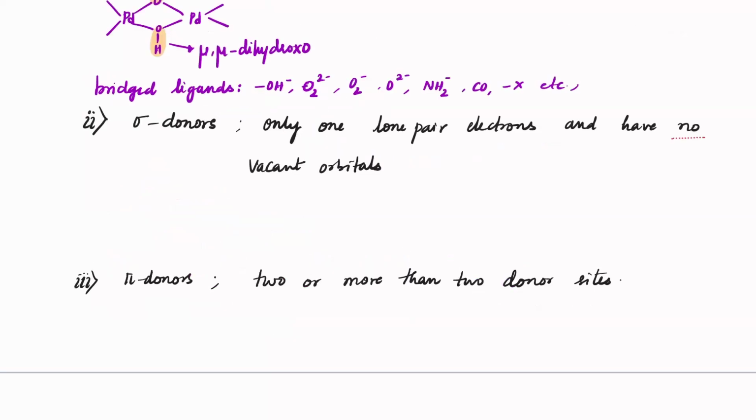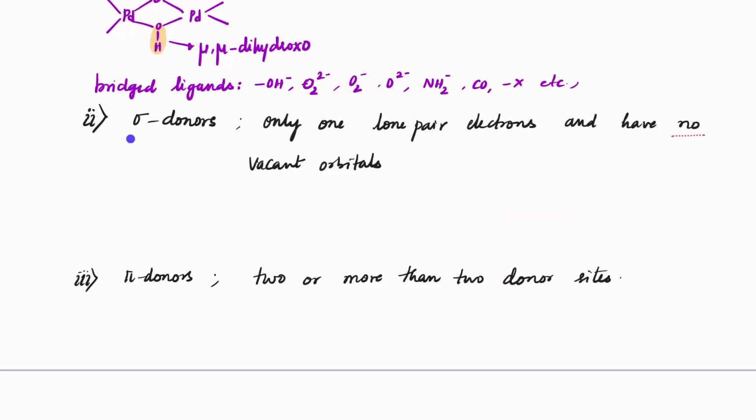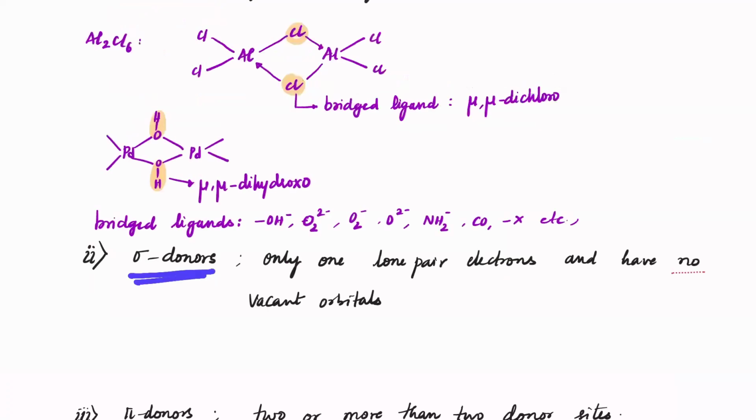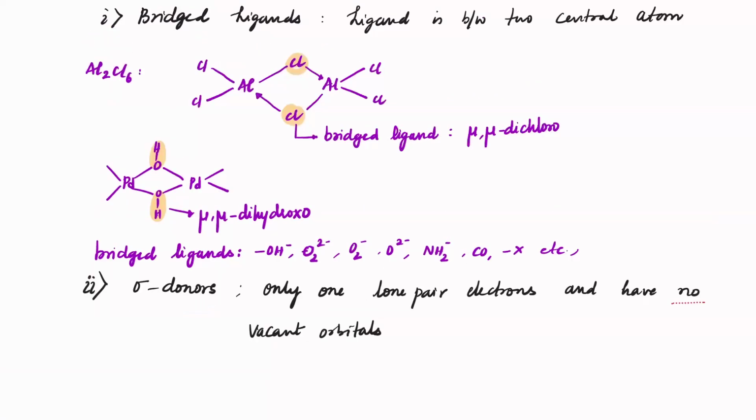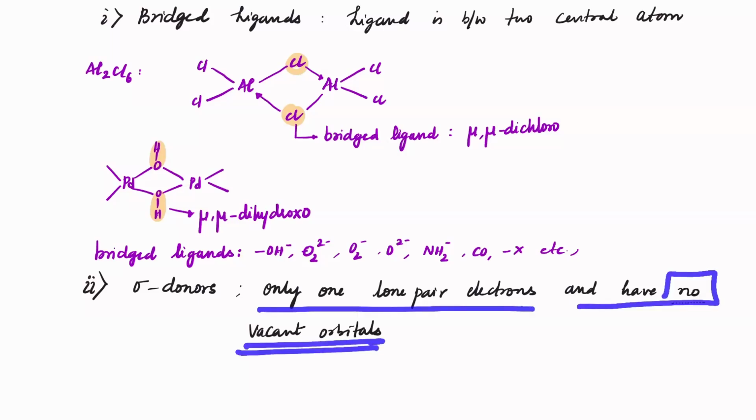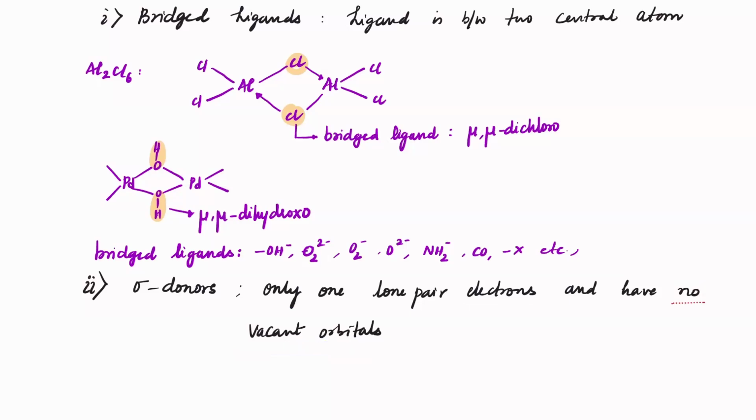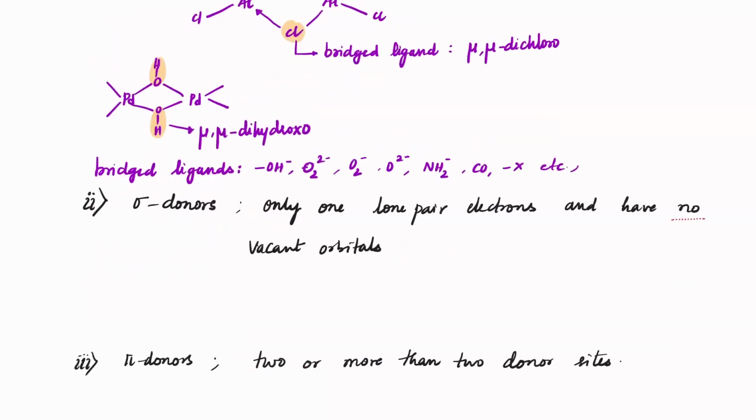Second, a ligand which is typically making a sigma donation only. That means it is only giving sigma bonds. A coordinate covalent bond is also a sigma bond. That means it is only giving one lone pair of electrons and has no vacant orbitals. That means it must not have any other vacant orbitals. Got it? For example, ligand to metal, only this one coordinate covalent bond, which is a sigma bond.